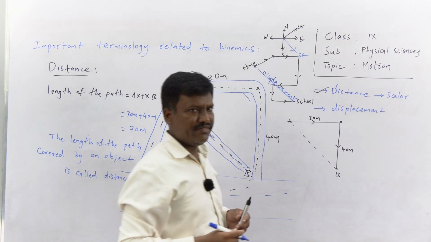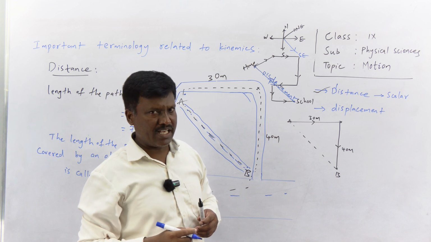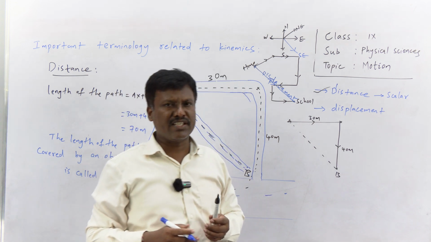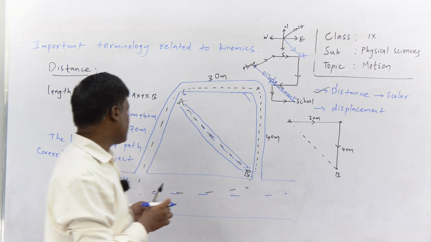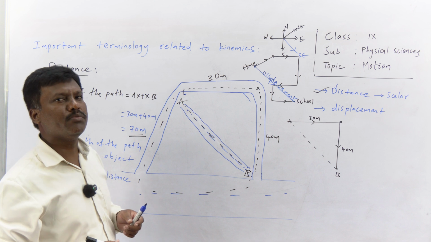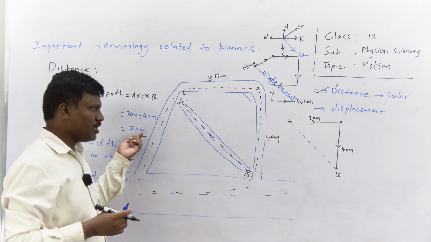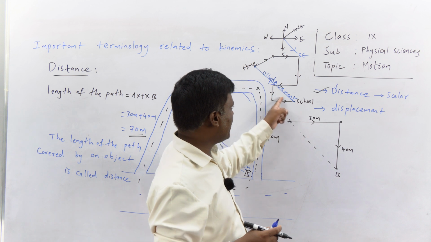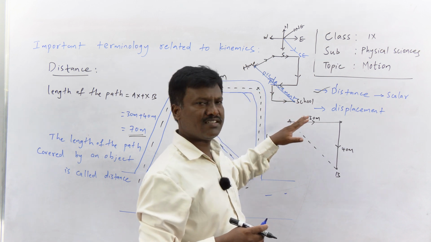The physical quantity which has magnitude as well as direction is called a vector quantity. And the physical quantity which has only magnitude is a scalar quantity. Magnitude means what here? 70 meters is the magnitude. Magnitude is nothing but a numerical value. It has only a numerical value, but no direction. But displacement has both a numerical value as well as direction.